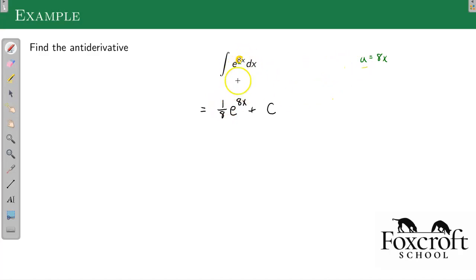With these ones, we just want to be able to do them quicker, because they come up often. Rather than just having e to the x, putting a little number in here makes it a little bit more complicated.